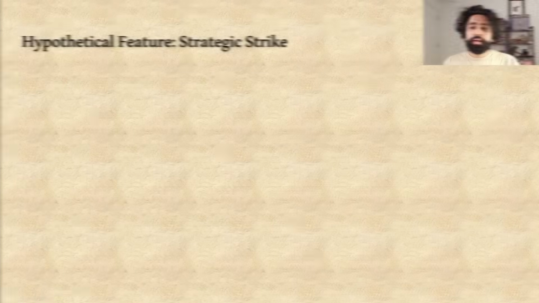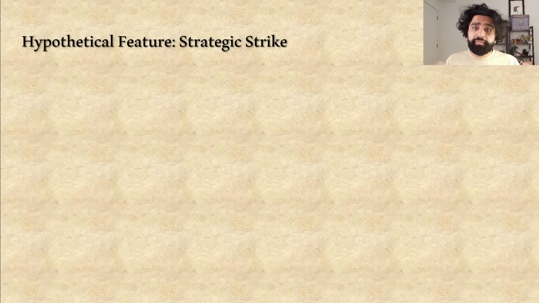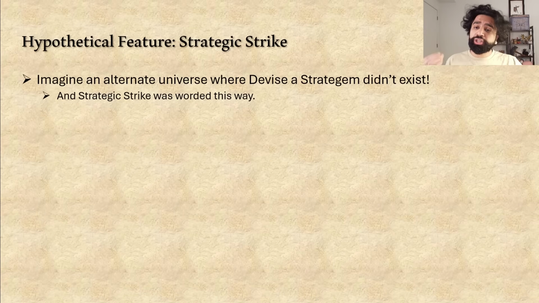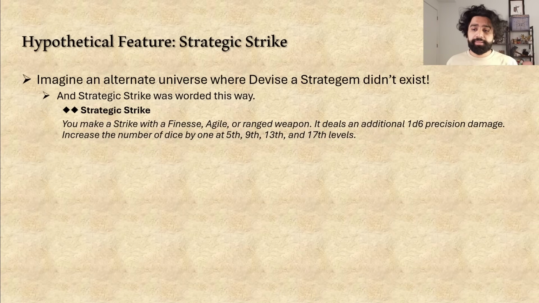So to begin to analyze devise a stratagem as a spike damage tool, let us first enter an alternate universe, one where devise a stratagem does not exist, not in its current form, and instead, strategic strike is worded this way. It is a 2-action ability that says, you make a strike with a finesse, agile, or ranged weapon. This strike deals an additional 1d6 precision damage. Increase the number of dice by 1 at 5th level, 9th, 13th, and 17th levels respectively.